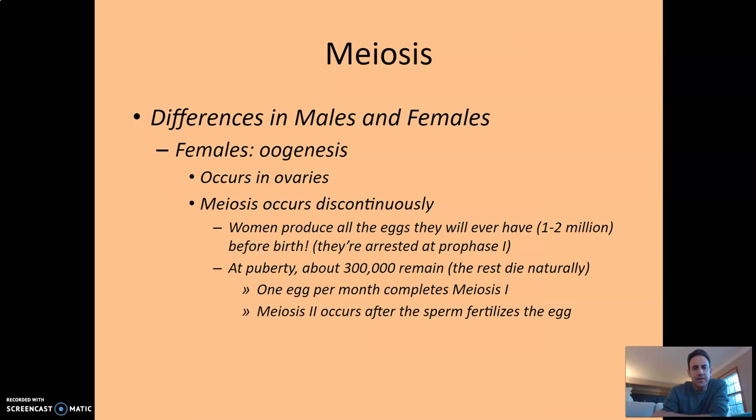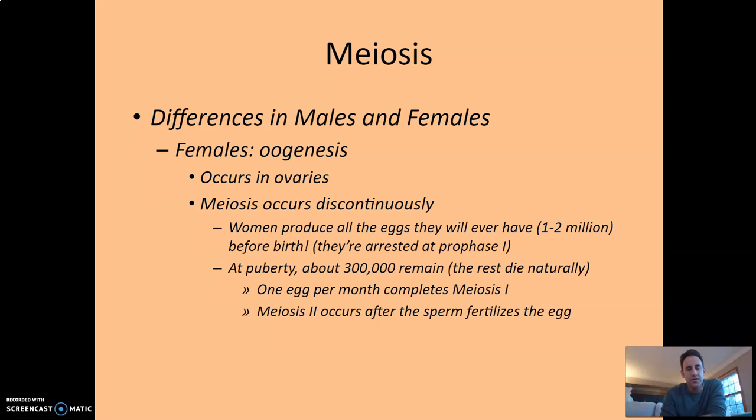Men produce 1,000 per second pretty much from puberty until death. In women, it's different. Meiosis occurs discontinuously, which means women produce all the eggs they will ever have, which is 1 to 2 million, before birth. And they're arrested at prophase 1.